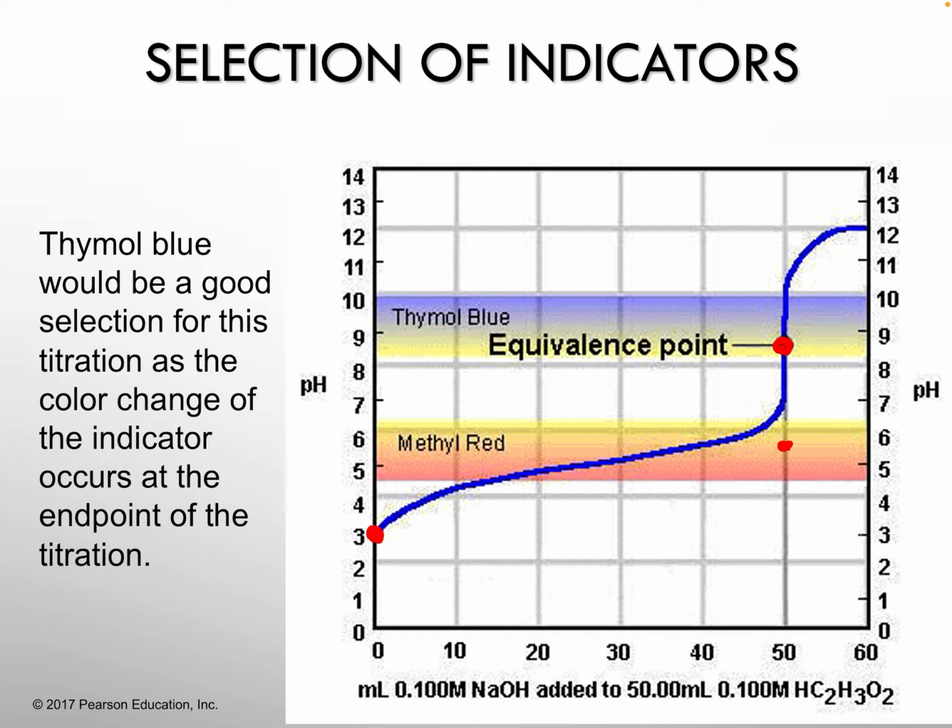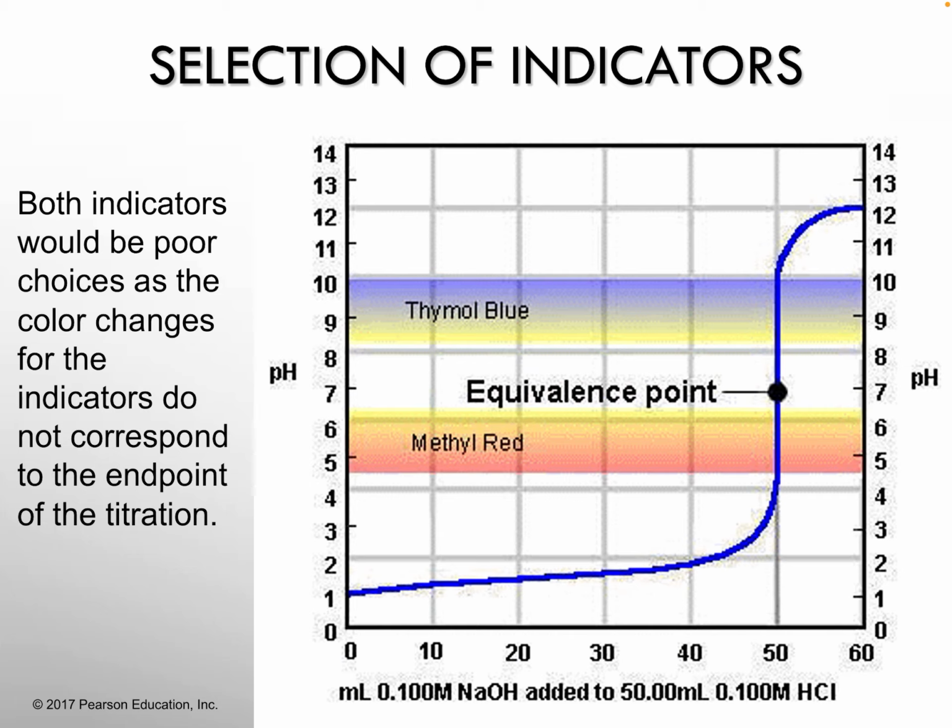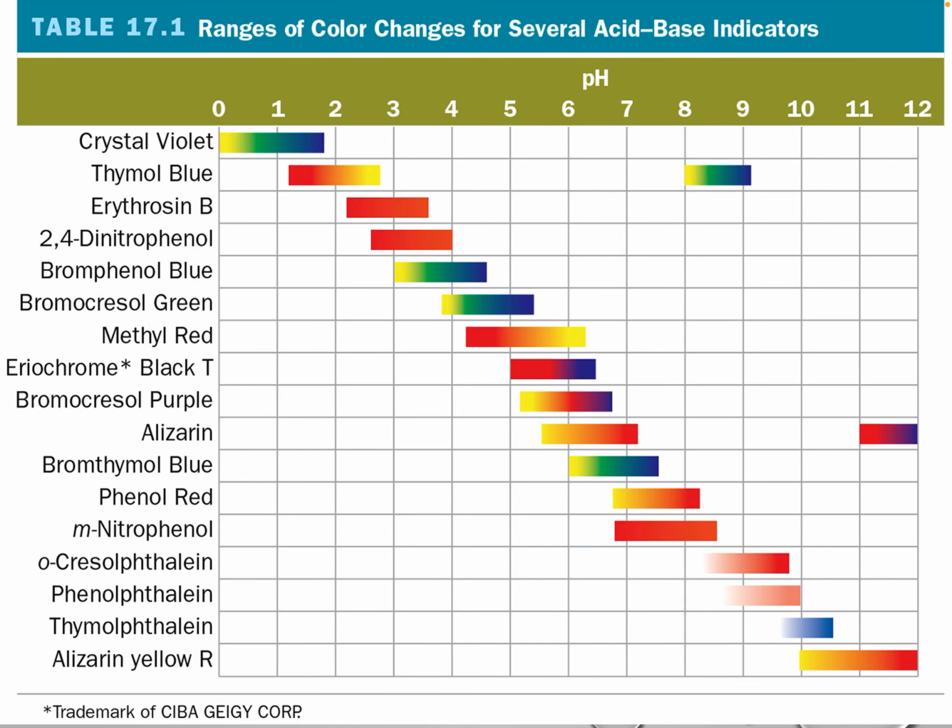It's going from yellow to blue right around the pH of the equivalence point. So that would be pretty good. Neither one of these would be very good for a strong acid, strong base titration because methyl red would change color before 7 and thymol blue would change color after 7. Neither one would change color at 7, so you would want to pick a different one if you were doing this type of titration. So again, you're looking for the color change to be happening right when your equivalence point is happening. You want your end point and your equivalence point to be the same.